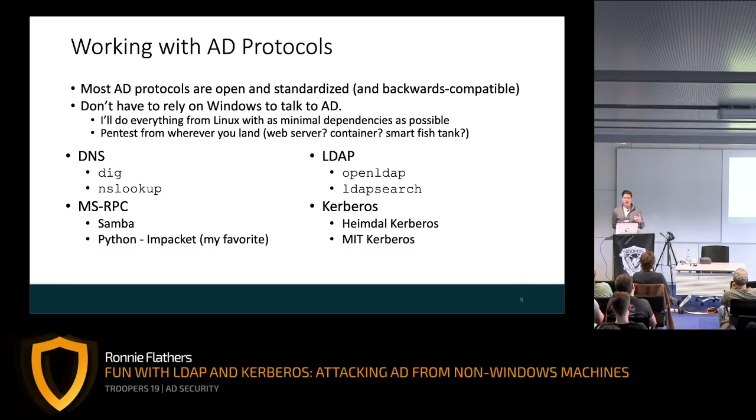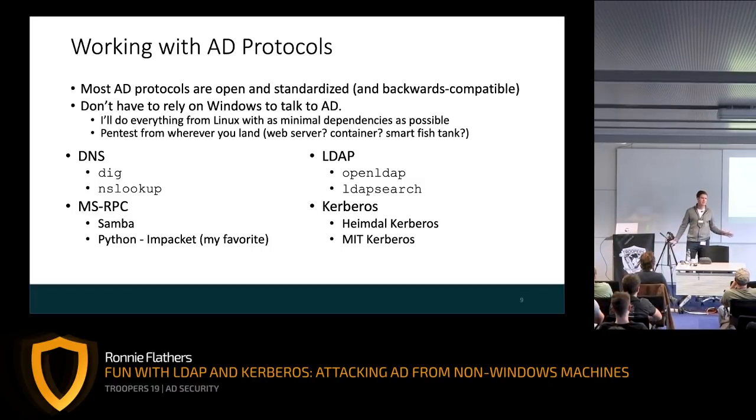So DNS, LDAP, Kerberos, they're open protocols, like I said, and there are other clients you can use to communicate with them. So the crux of this talk is that you don't have to rely on Windows to talk to Active Directory over the network. These protocols are open, and as long as you have network access, you can use any clients that you want to talk to them. So from here on out, I'm not going to use Windows at all.